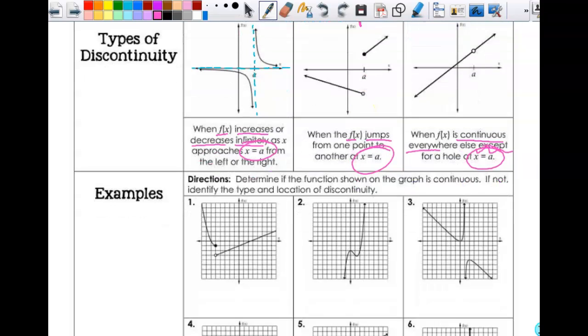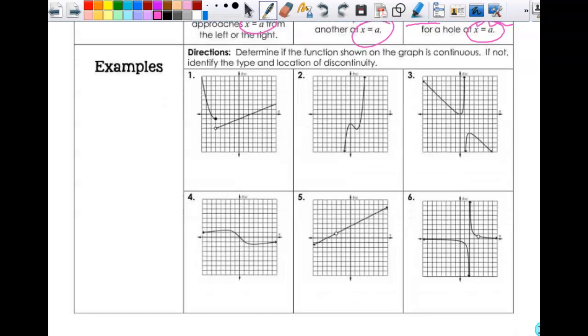All right, so let's look at how this works. It says, determine if the function shown on the graph is continuous. If not, identify the type and location of discontinuity. So on number 1, is that continuous? No. So that is a no. So then I have to say, what type of discontinuity is that? Jump. So this is jump discontinuity. And it's at x equals what? 5, negative 5. Okay, we good?